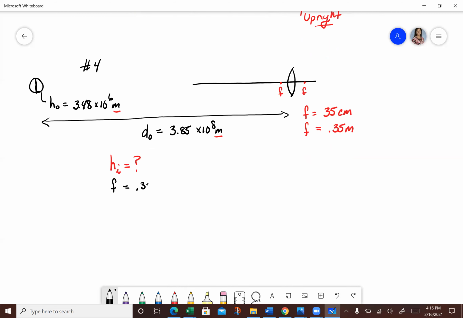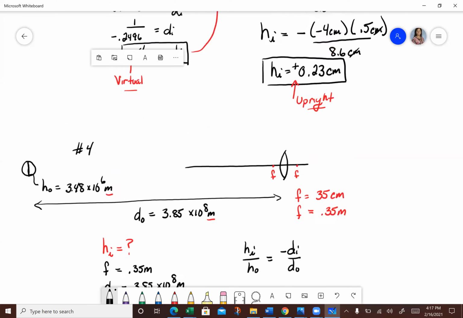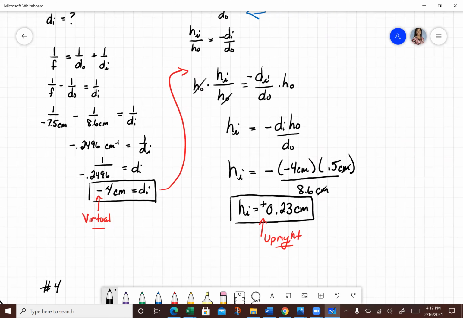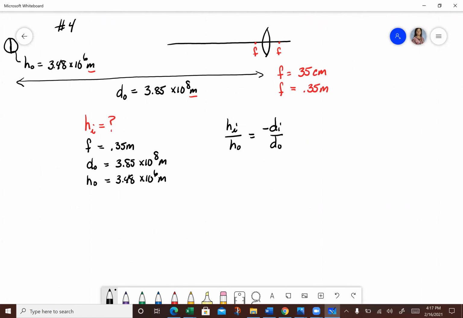So if I list these all out again, we're looking for HI. We have the focal length to be 0.35 meters. We have our object distance to be 3.85 times 10 to the 8th meters. And we have our HO to be 3.48 times 10 to the 6th meters. So the starting equation would be the same equation I had earlier, HI over HO equals negative DI over DO. Again, that comes from the idea that magnification is equal to both of those. If they both equal M, they equal each other. So that's a third way we can write that equation. Rearranging that equation to get HI by itself, you get negative DI times HO all over DO equals HI.